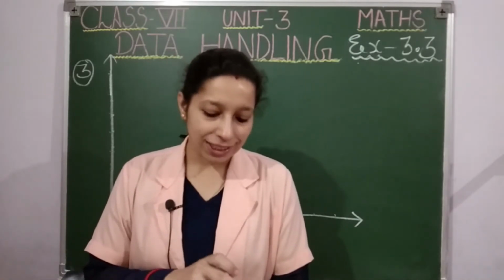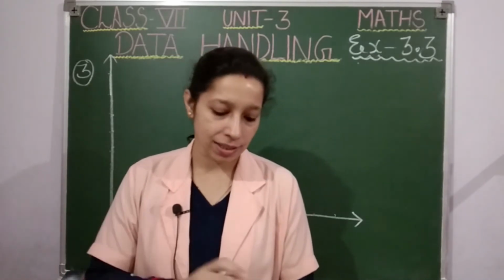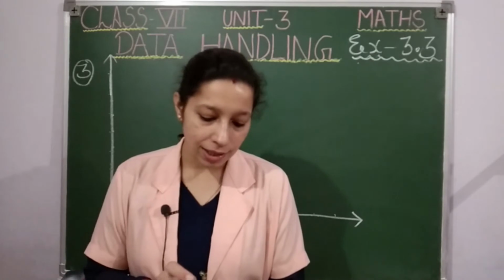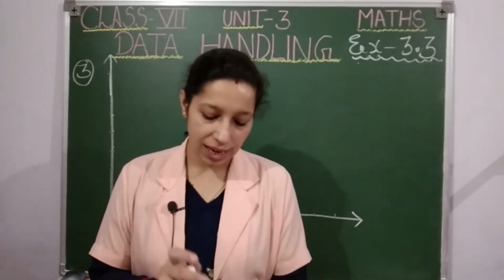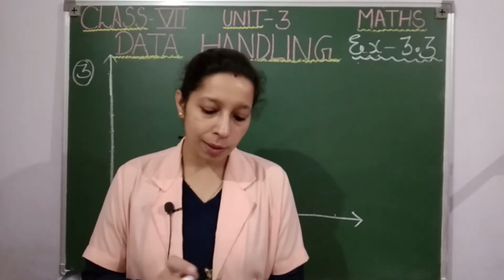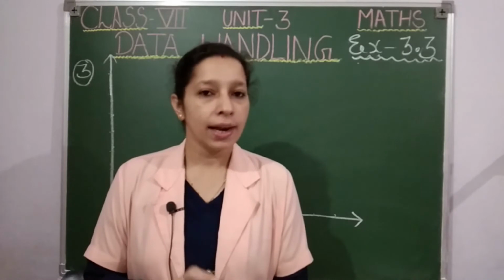Okay, then point B, answer the following questions. Point first, which class has the maximum number of children and the minimum? Maximum means highest. Looking at the table also you can answer here. 135 students is the highest and it is in 5th standard. Then for minimum number, minimum is 80 children in 10th standard.